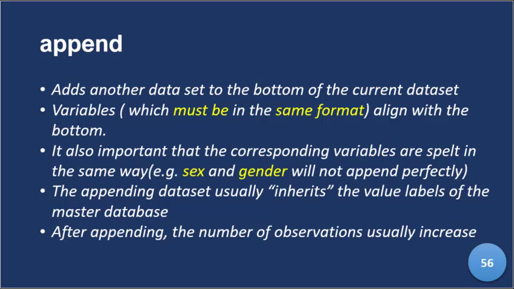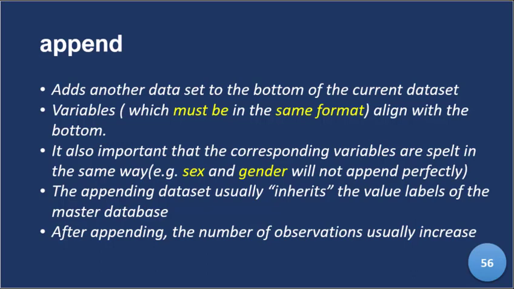It's important that the corresponding variables are spelled the same way. So sex and gender. So let's say master data has sex, the using data has gender. They will not append perfectly. There will be a misalignment. So the append command again inherits the value labels of the master data set. You remember we talked about categorical variables. So when you are joining, you have to be very, very careful.